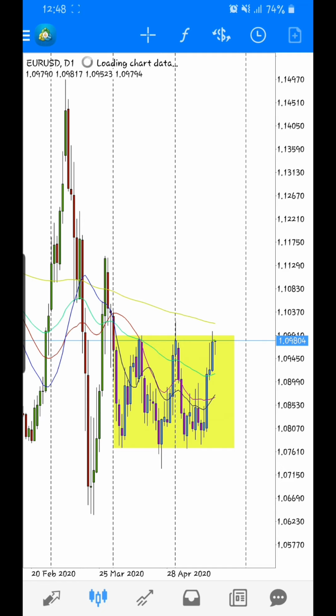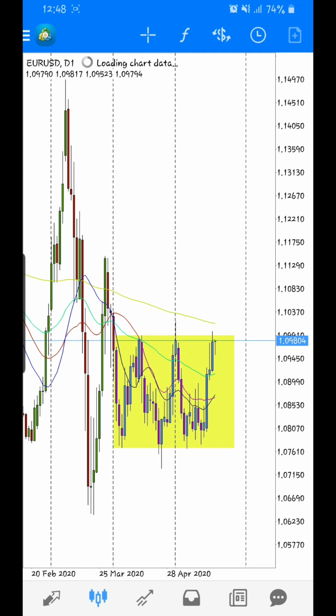In the consolidation, it is very easy for any trader, even a new trader like you, to identify a support and resistance. This is why I highlighted it, because it's easy for you to see and easy for you to draw.